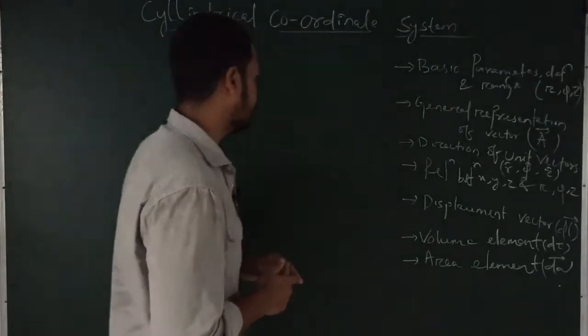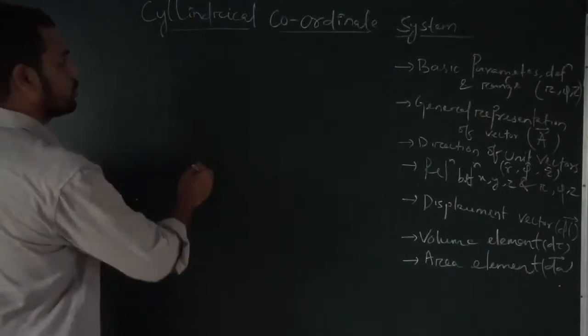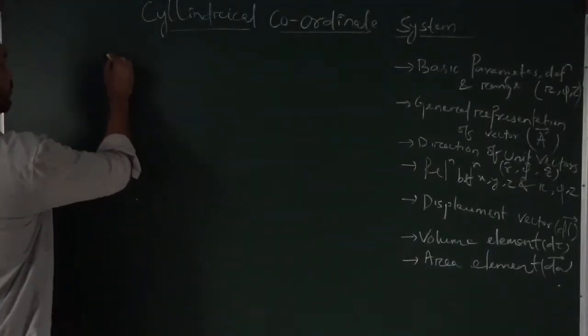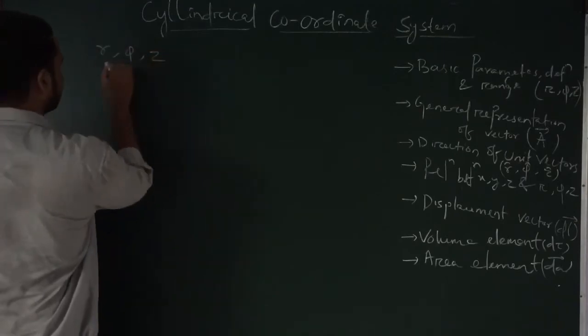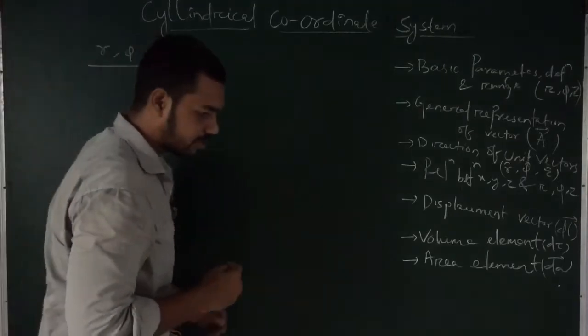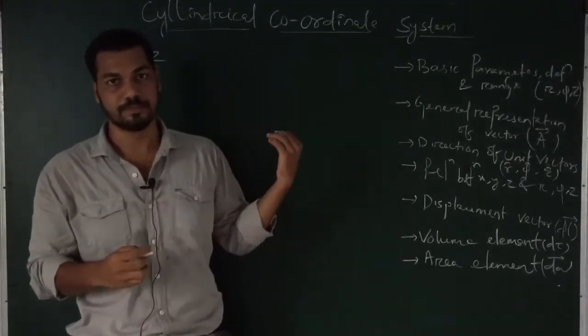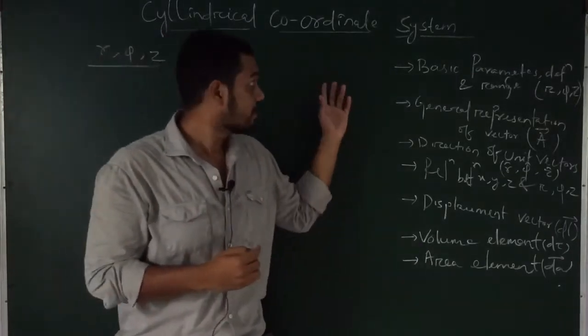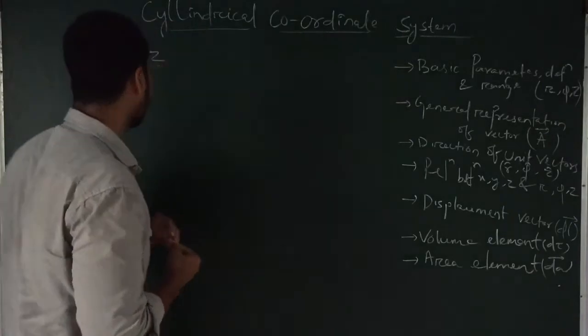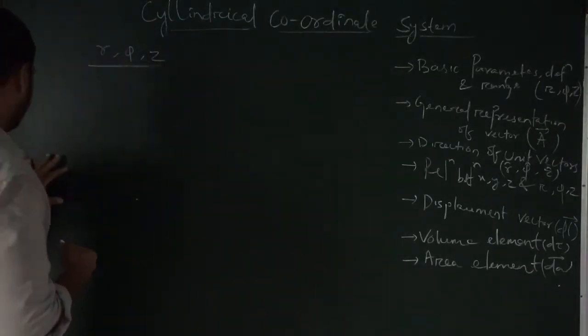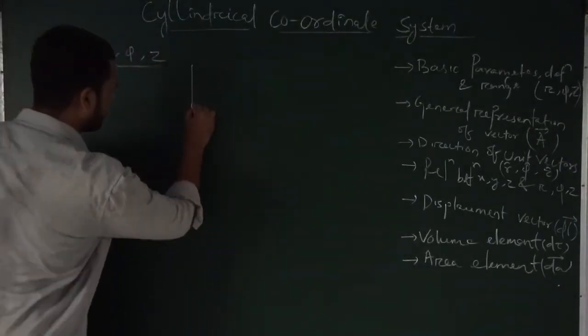First of all, the basic parameters which are used in cylindrical coordinate systems are r, phi and z. Throughout the video we will be discussing this cylindrical coordinate system comparing with the Cartesian coordinate system. So let's draw the diagram.